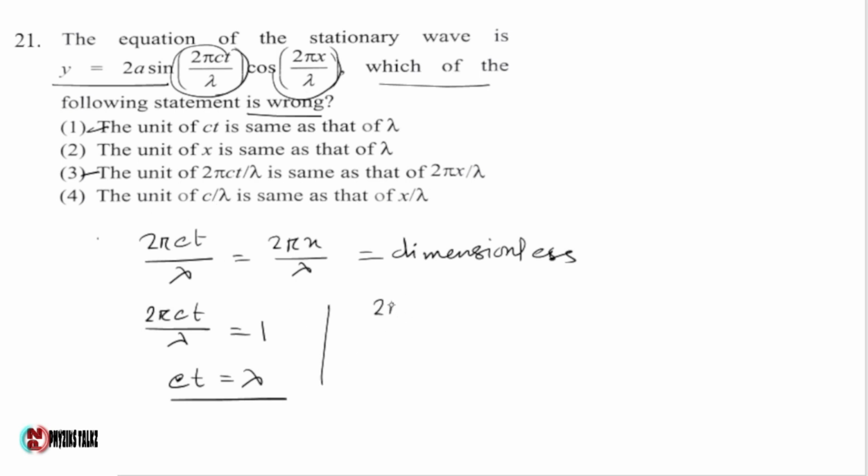Now from 2 pi x by lambda equals 1, so x equals lambda, so the unit of x and lambda is the same, so this is also a correct option. So the wrong statement is option 4. So option 4 is the correct answer.